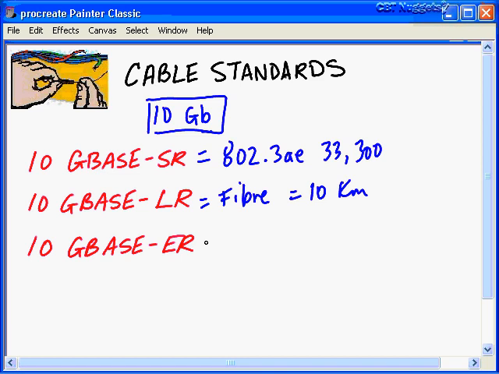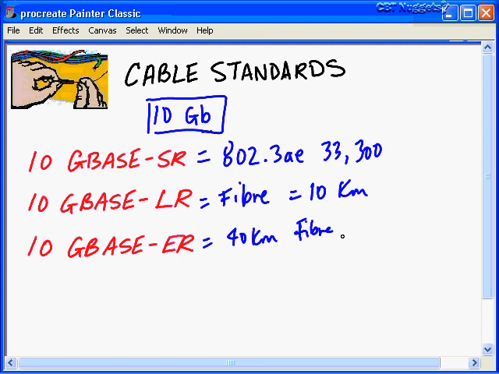Then you can step up to 10GBase-ER. 10GBase-ER, also a 10 gigabit per second pipe, nice backbone core of a metropolitan area network, a regional network, 40 kilometers maximum cable length, also using fiber optic cable. These are emerging standards that you're seeing coming out that provide 10 gigabit per second bandwidths.